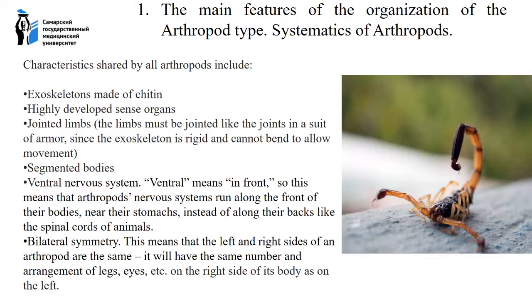Characteristics shared by all arthropods include exoskeletons made of chitin, highly developed sense organs, jointed limbs. The limbs must be jointed like the joints in a suit of armor, since the exoskeleton is rigid and cannot bend to allow movement.